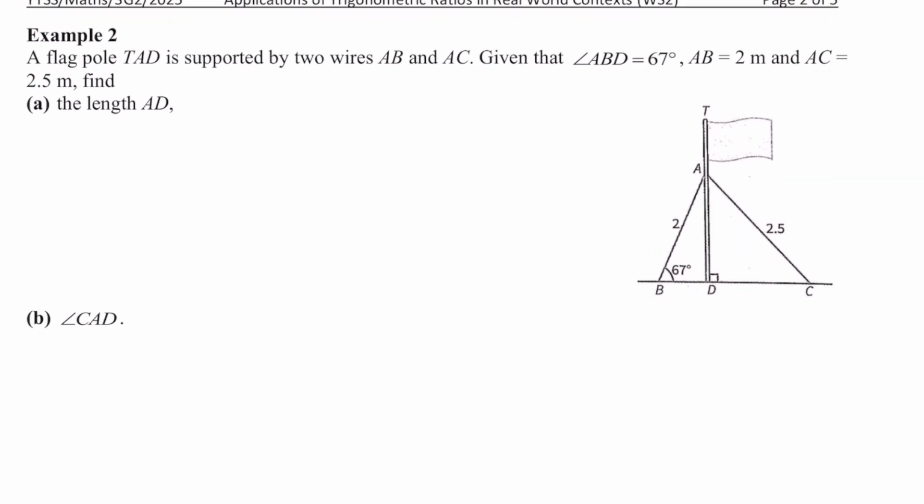So over here I have a diagram, two wires AB and AC. I'm given that this angle is 67 degrees, AB is 2 meters, AC is 2.5 meters. First, find the length of AD.